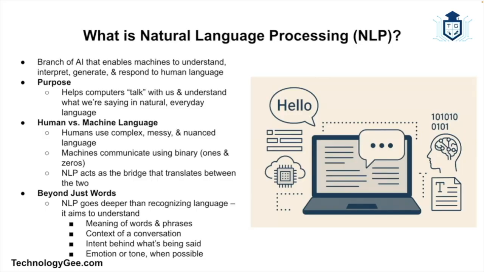So think of NLP as a bridge between humans and machines. We speak and write in complex, messy, and nuanced language. Machines, on the other hand, they speak in ones and zeros. In NLP, this helps translate between the two. And it's not just about language recognition, it's about understanding meaning, context, intent, and sometimes even emotion.